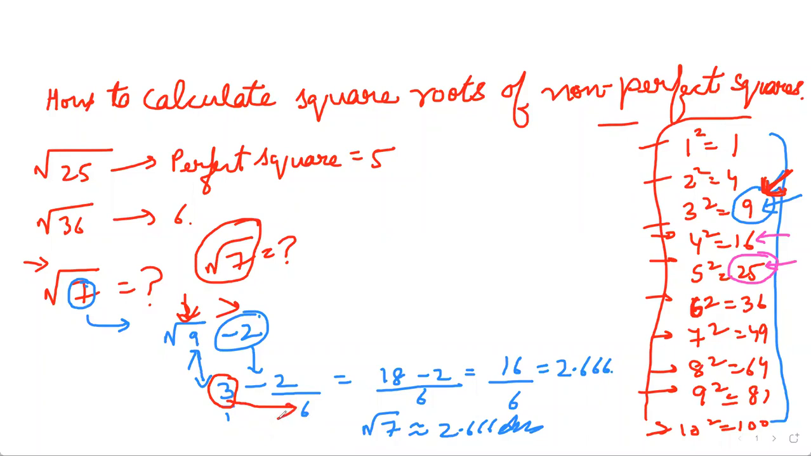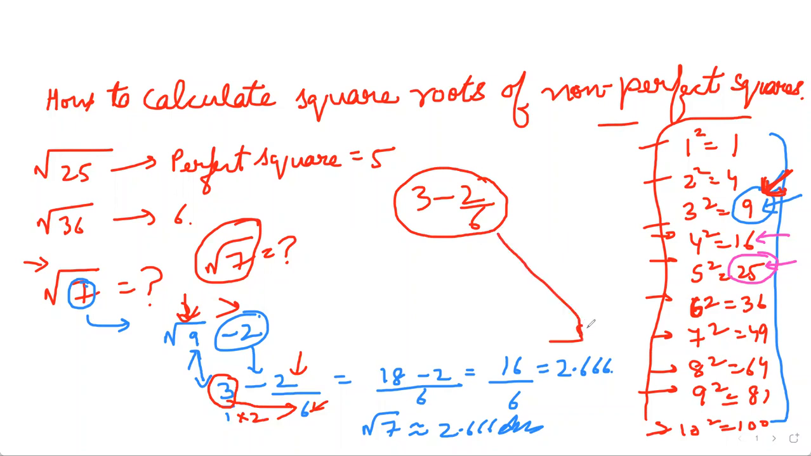3 into 2 is 6. So you have to write this 6 in the denominator of 2. Again, I am repeating: you need to double this 3, so 3 times 2 is 6. Write here 6. Now take LCM. It means 3 minus 2 upon 6. After solving the LCM, you will get 2.6. So this will be the answer.